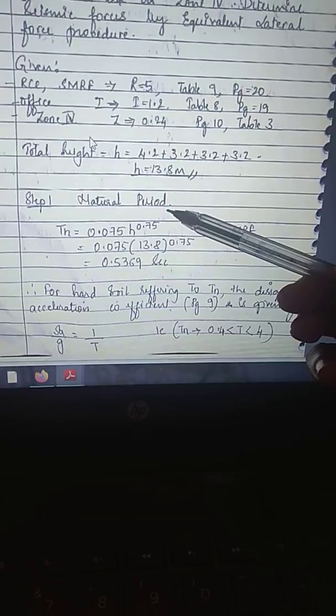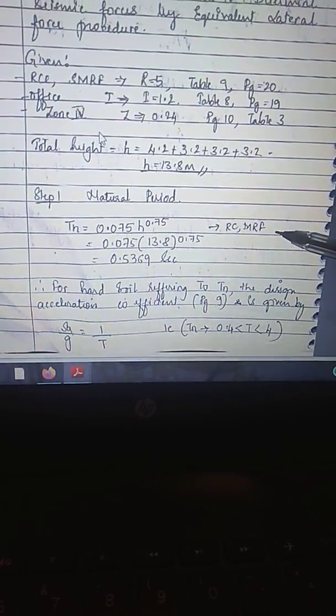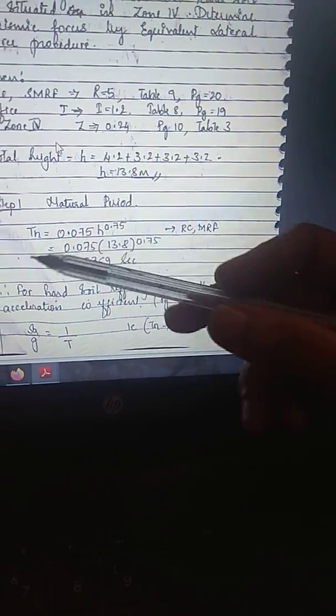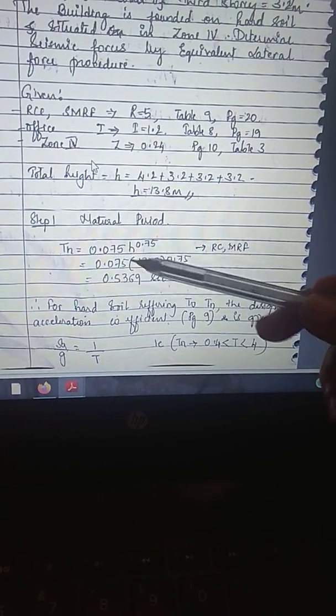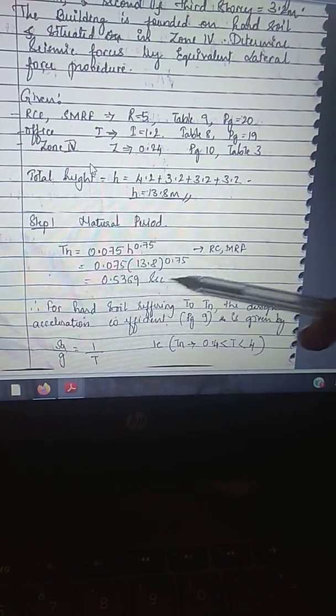First step, natural period. For the RC moment resisting frame building given in the question, I have to calculate the Tn. I have picked up this particular formula from page 9. Tn is 0.075 H raised to 0.75. So only H is unknown, which I have calculated. Substituting 13.8 for H, I get 0.5369 seconds.